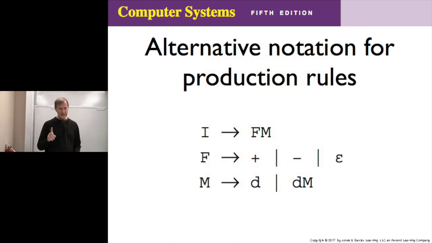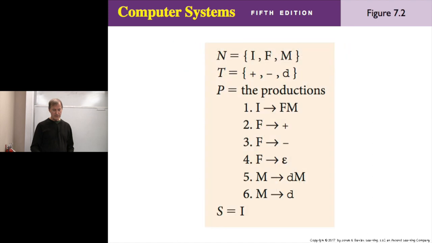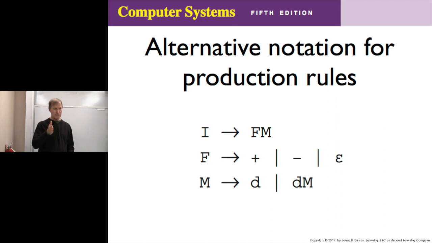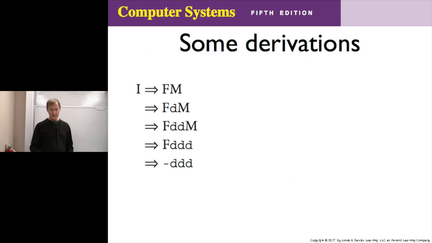One more thing. It's common in grammar theory, instead of listing every single rule separately, to combine them. So you see how in our rules of production we have rules 2, 3, and 4. Rule 2 is F produces a plus. Rule 3 is F produces a hyphen. Rule 4 is F produces an empty string. Well, that vertical bar here means or. So that's really just an abbreviation for three separate rules. Is everybody clear on that? And then M produces a D or a D concatenated with a capital M. Yeah? So let's do it.